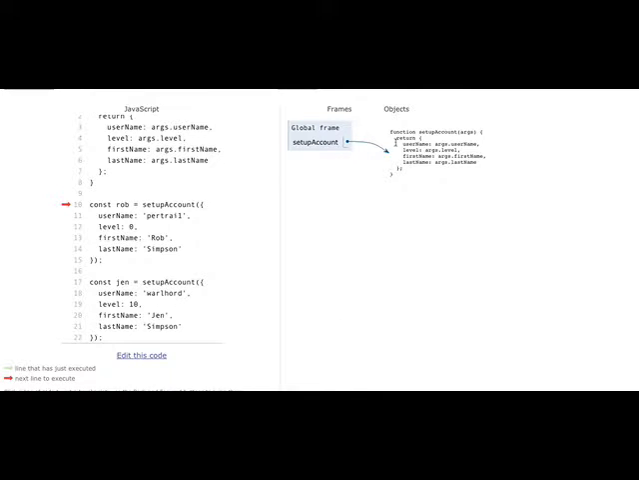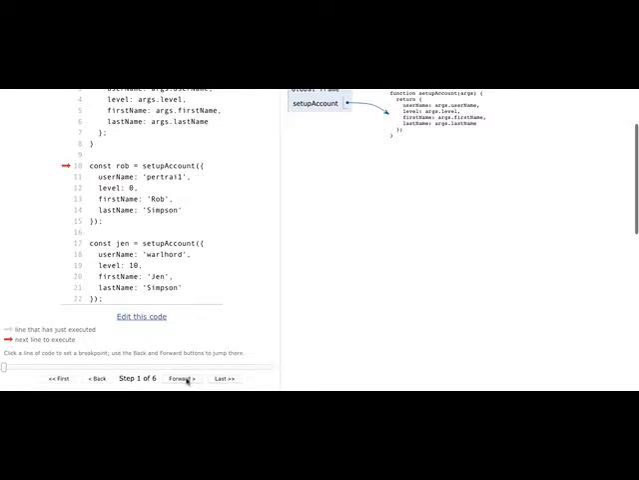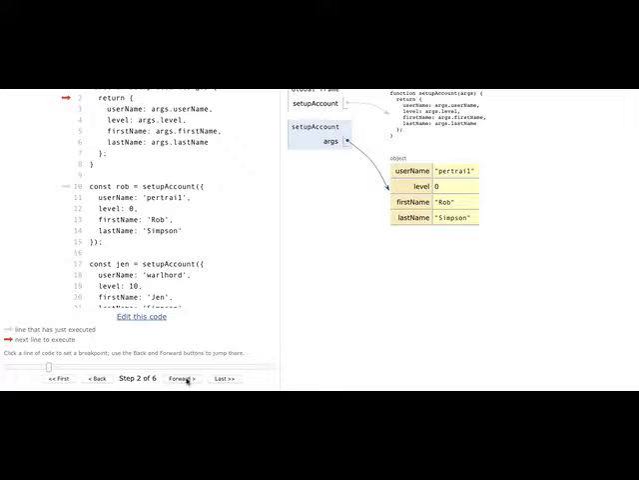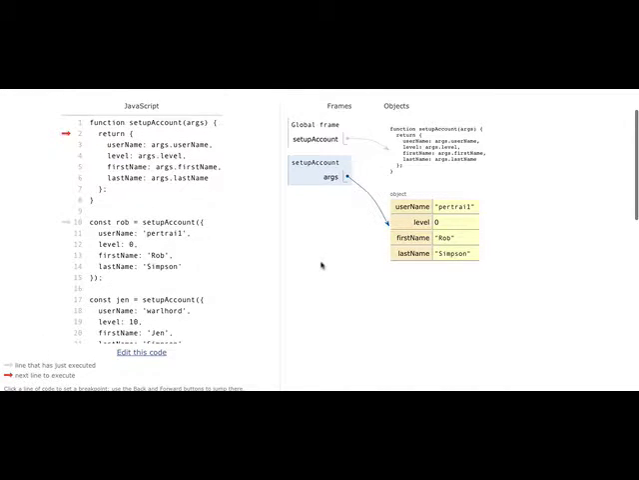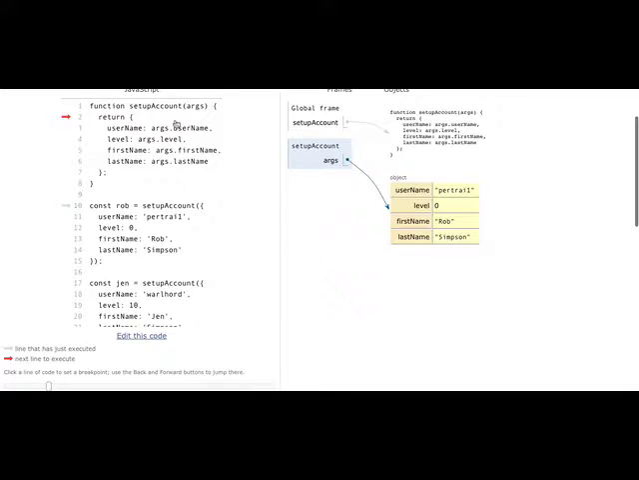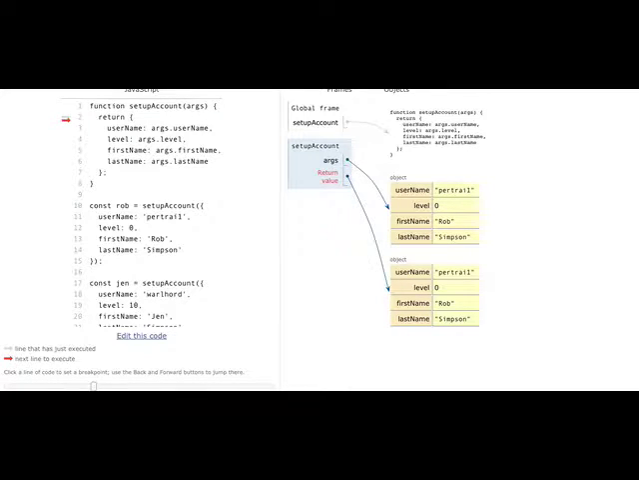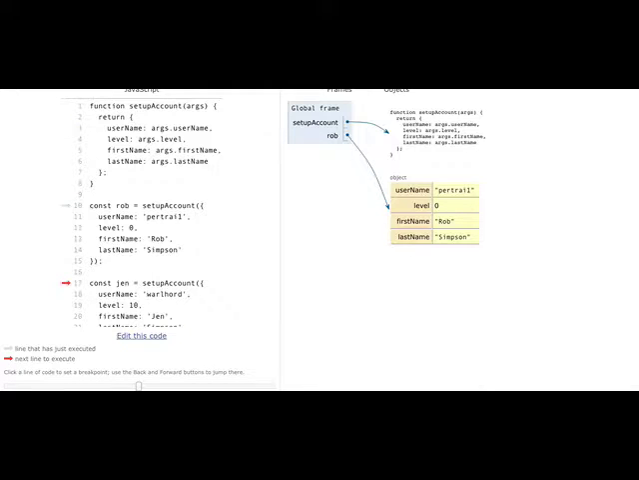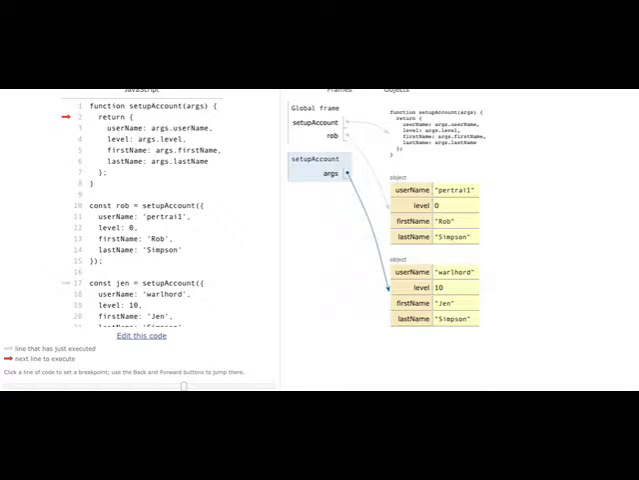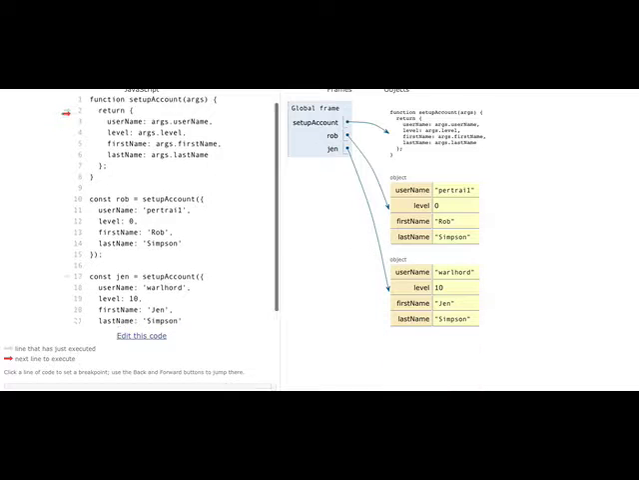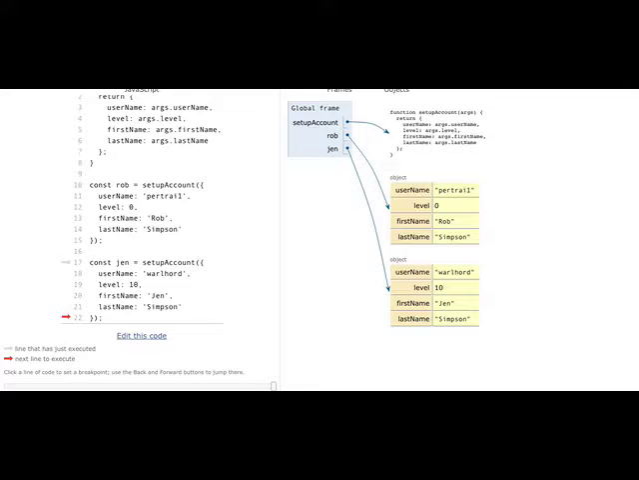Now we just have a function that is returning an object. And so if we move forward on this, as soon as we pop into that function's context, we're passing in the args, which we're getting from the setup account. And so the args is actually the whole object that's being passed in. And then that's going to be the return value. And then for gen, we're going to pop into the context for setup account, and then the object is going to be passed in, and then it's going to be returned. And then we're done.